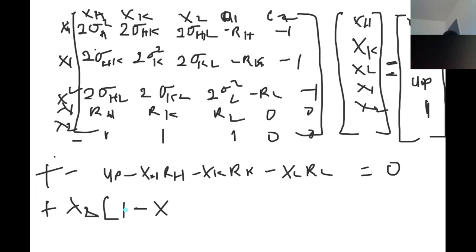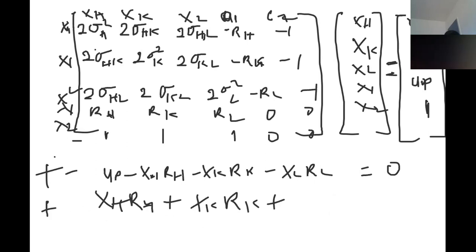So when I equate everything to 0, it's the same as writing X_H R_H plus X_K R_K plus X_L R_L equals the mean of the portfolio. Is that okay? Sandra, are you okay with this one? What I've written? Yes. So great.